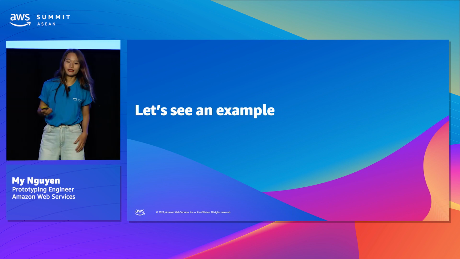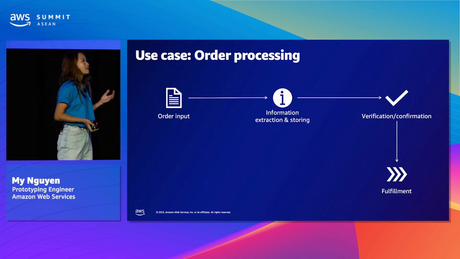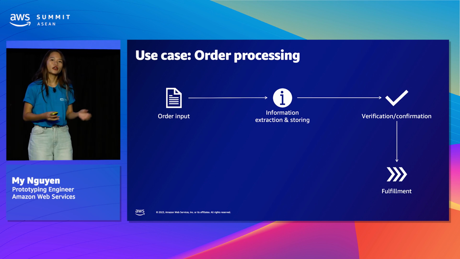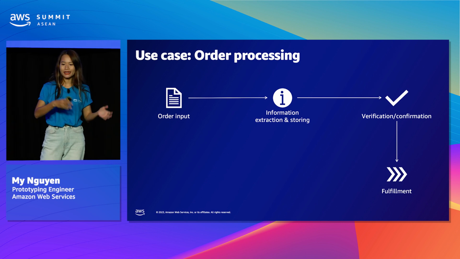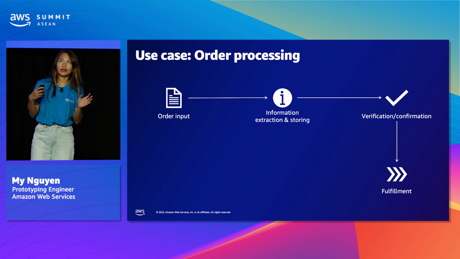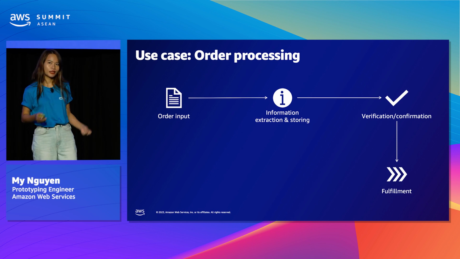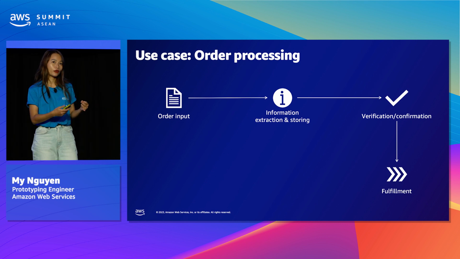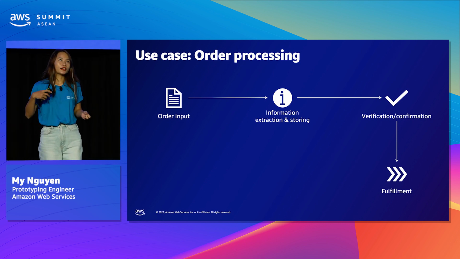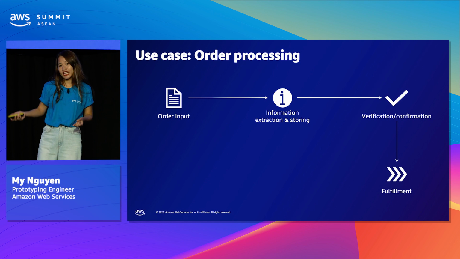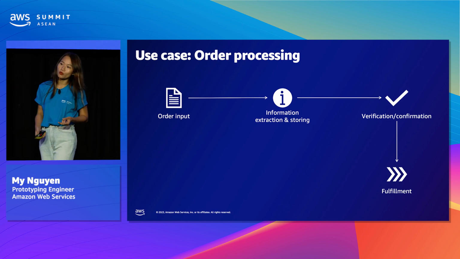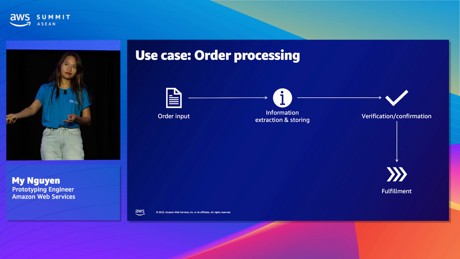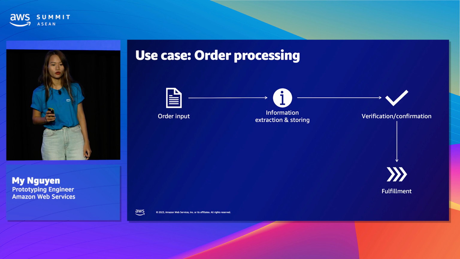So let's see an example. Imagine you have a simple system use case such as order processing. You receive order information from an external party. Let's say the order data comes in JSON files. Then you need to process it step by step, extracting the information from the order and storing it in a database. Then you might have a verification step to see if the payment is valid or the item in the order is still in stock. And then you send someone to pick and fulfill the order.